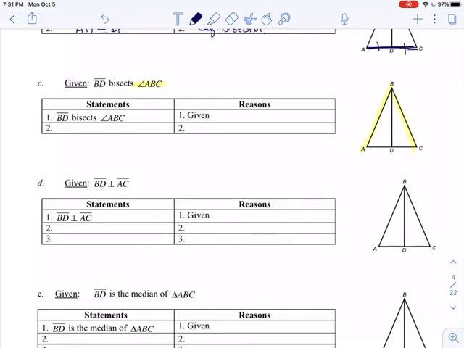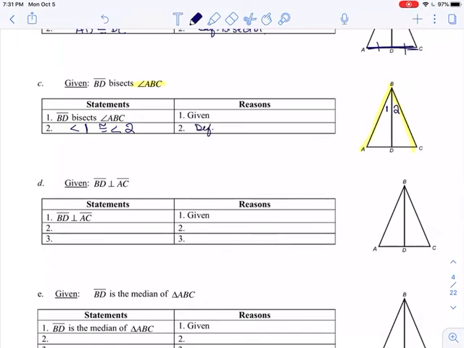In C, BD bisects angle ABC. I am cutting angle ABC in half. As a result, I am going to have congruent angles. The question is, which angles are congruent? If I cut ABC in half, then that means this left half is equal to this right half. So I'm going to put numbers on my picture to make it easy. Otherwise, you would have to put the 3 letters in there.